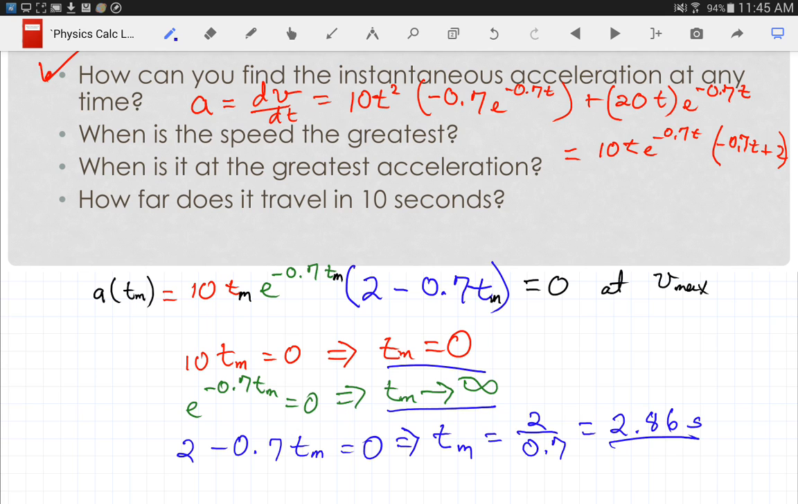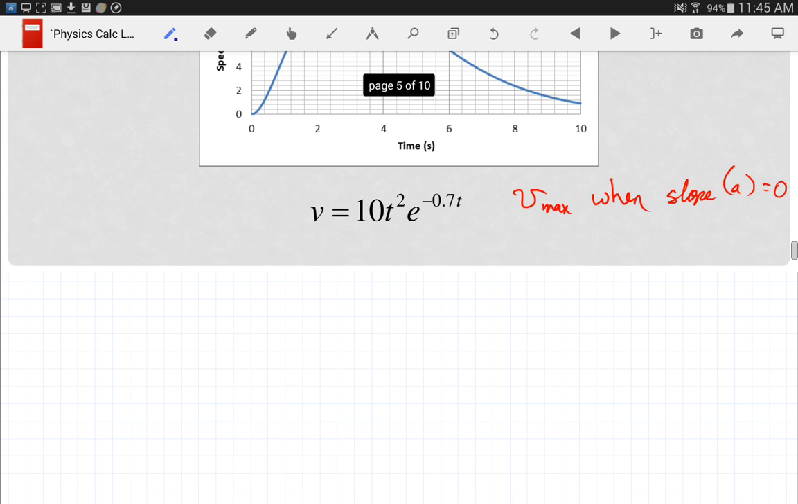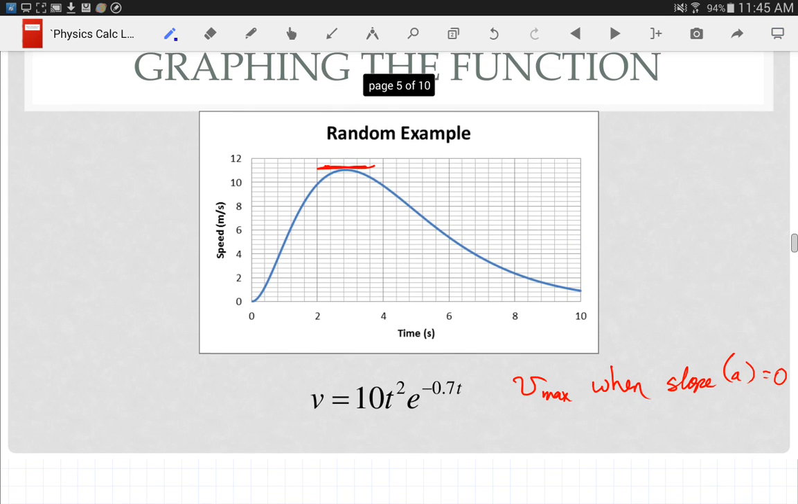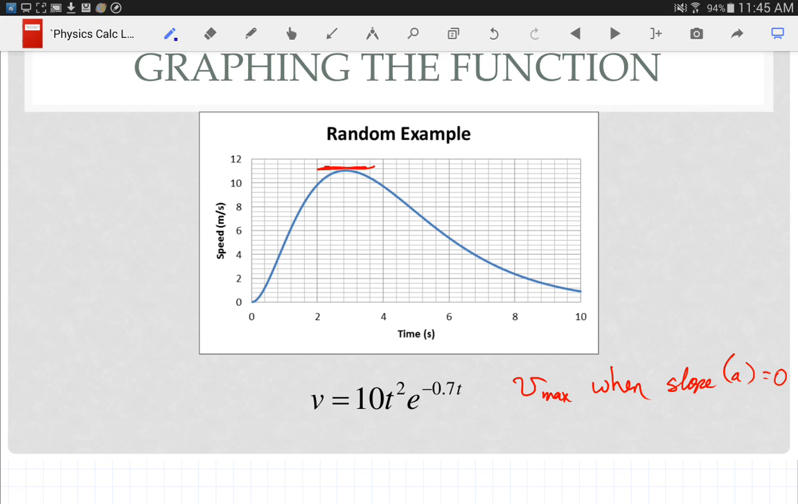The other way of doing it, besides the graph, I'll go to the graph because it's easiest to explain by the graph, is looking at the curvature. How do you look at the curvature mathematically? You take the second derivative. If I take the second derivative of my velocity equation, if it is positive, that means the slope is increasing, which means it must be at a minimum. If the second derivative is negative, the slope must be decreasing, so it must be at a maximum.